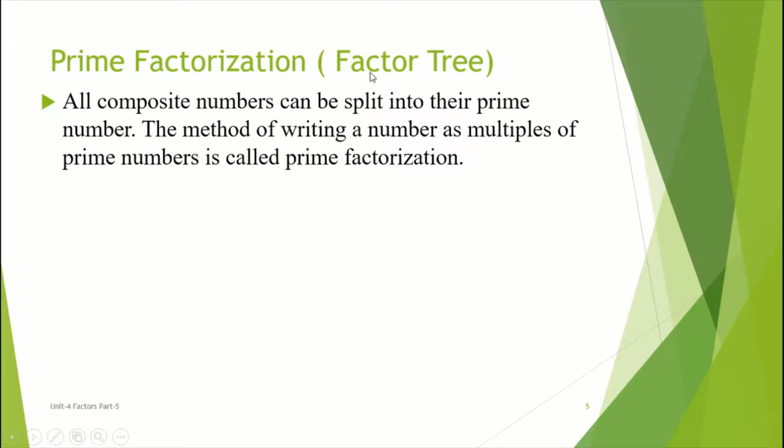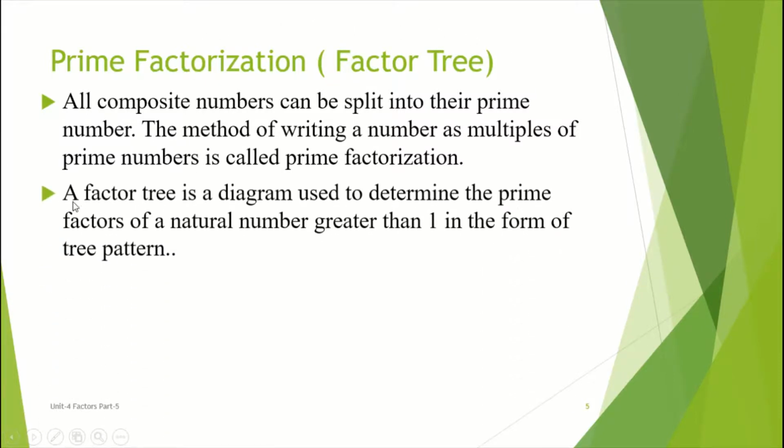Now we will see about the factor tree. This is one of the methods for finding factors. A factor tree is a diagram used to determine prime factors. It is a method used to find the prime factors of any natural number greater than 1, in the form of a tree pattern. When we solve this sum, we get a pattern which is in the form of a tree. Because it is in the form of a tree, the name has been given as factor tree.